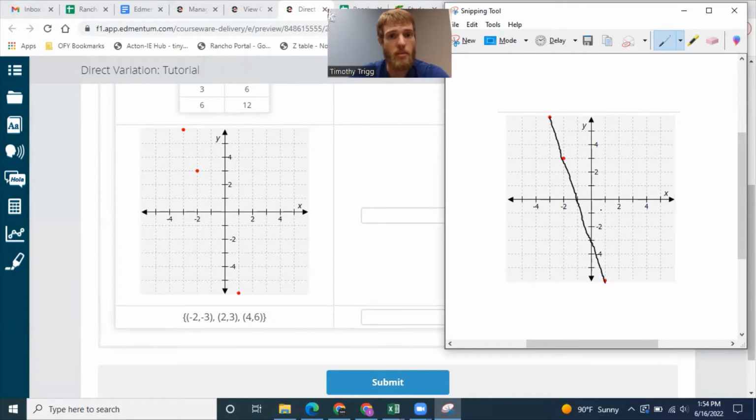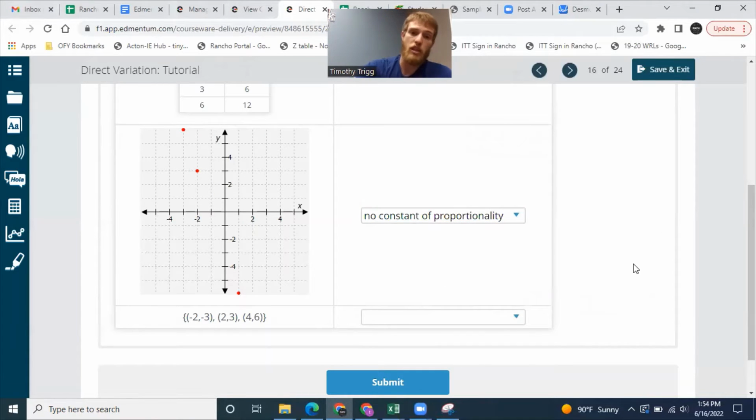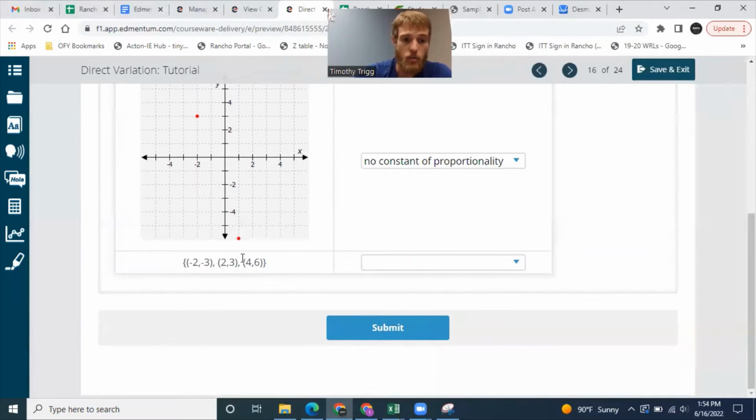So these do form a straight line, but does that straight line go through 0, 0? No, it does not. So would this be direct variation? No. Even though the points form a straight line, for direct variation, it needs to go through 0, 0. So no constant of proportionality is what we want to say there. Now, what about this last group?